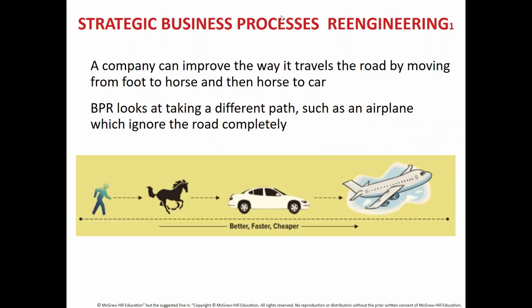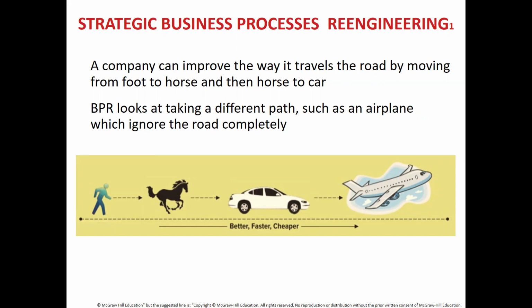Strategic business processes. A company can improve the way it travels by the road by moving from foot to horse and then horse to car. BPR looks at taking a different path, such as an airplane, which ignores the road completely. Now, what we are talking about is business process reengineering. So when you talk about business process reengineering, your as-is tasks you want to take out completely and have a to-be task.